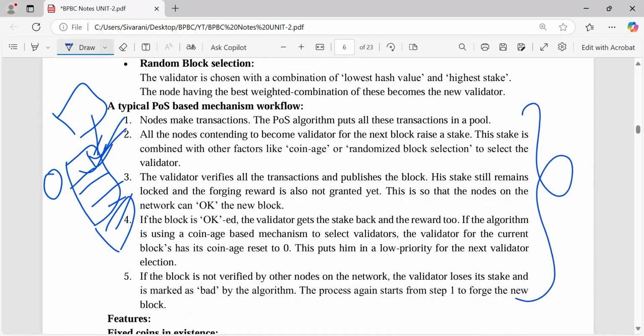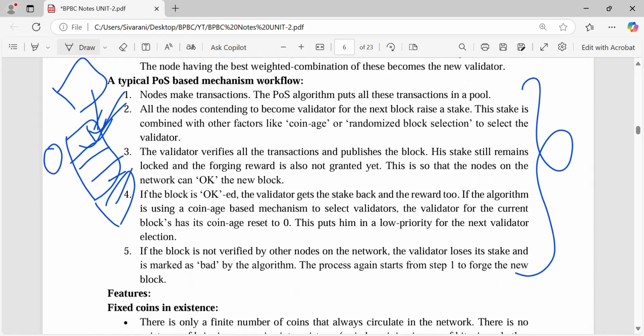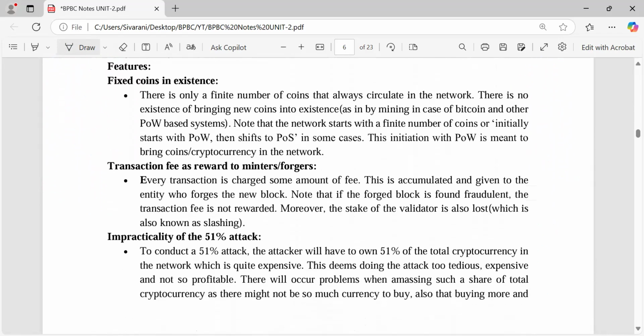So this is the proof of stake based mechanism workflow.